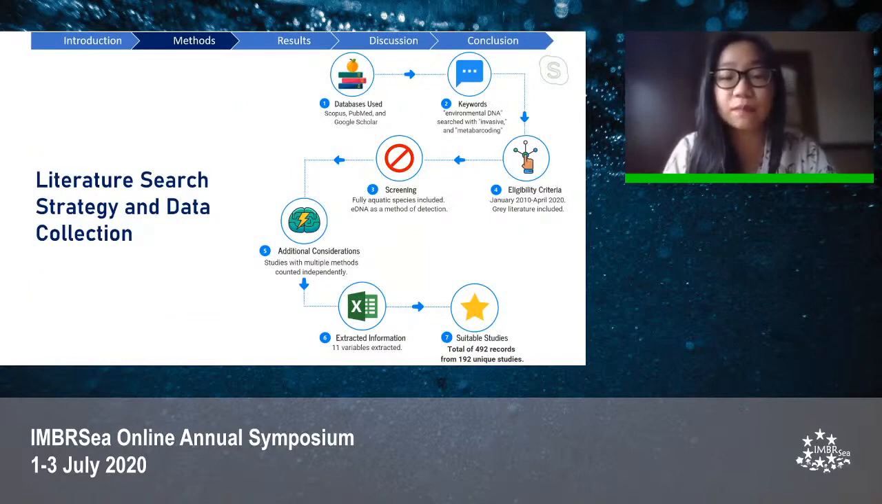So to find literature that uses environmental DNA to target AIS, keyword searches were conducted on the following databases in step 1. And articles were included if they were published from January 2010 to April 10th, 2020, which was when the literature search ended. And after screening, it's important to note that studies that used multiple methods were inputted as distinct records originating from the same reference.